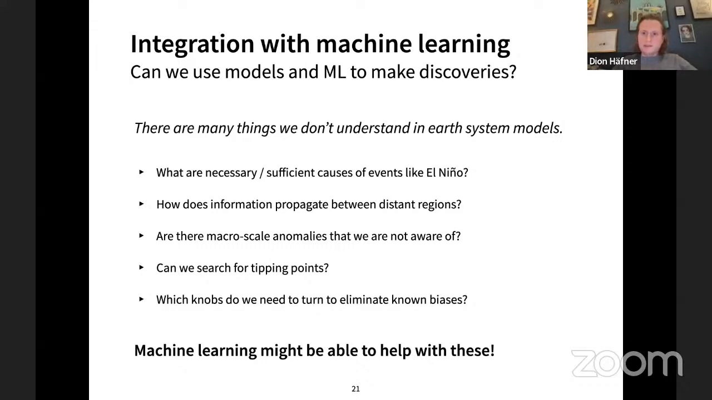And I think machine learning has a good promise to actually help with these questions, like finding causes of events, or figuring out information propagation, or searching for different steady states or tipping points. So things that have been traditionally very hard to tackle might be easier with machine learning. At least I think it's very exciting to try, and with Veros, I think we have a very good tool at our hands to do this.